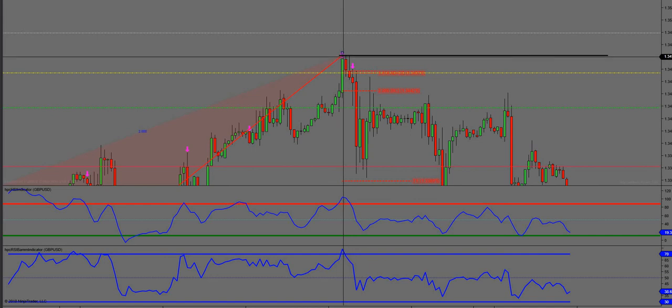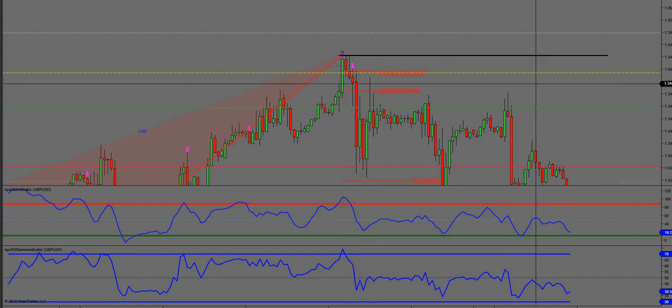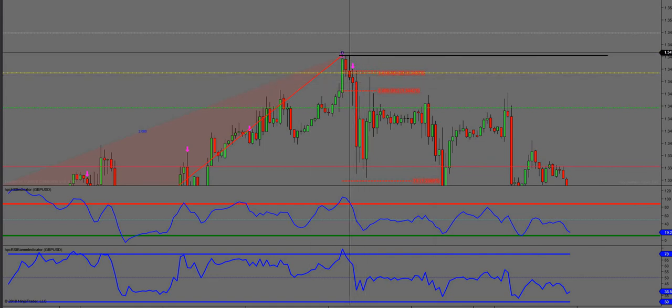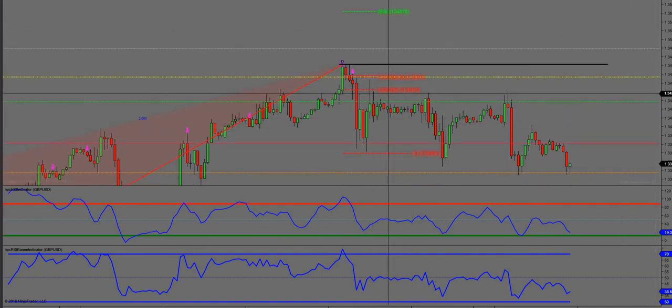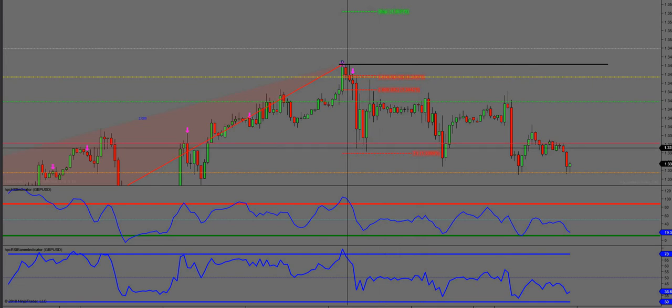And we would want to execute as close as we can to this level, but a lot of the times you can enter a little bit lower, a little bit higher, and it'll work out fine as long as the risk to reward is good. So here's our first target down here.